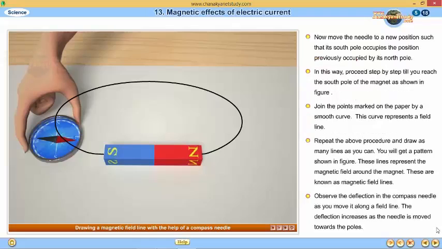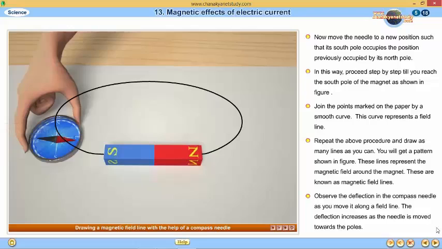Now move the needle to a new position such that its south pole occupies the position previously occupied by its north pole. In this way, proceed step by step till you reach the south pole of the magnet as shown in figure. Join the points marked on the paper by a smooth curve. This curve represents a field line.